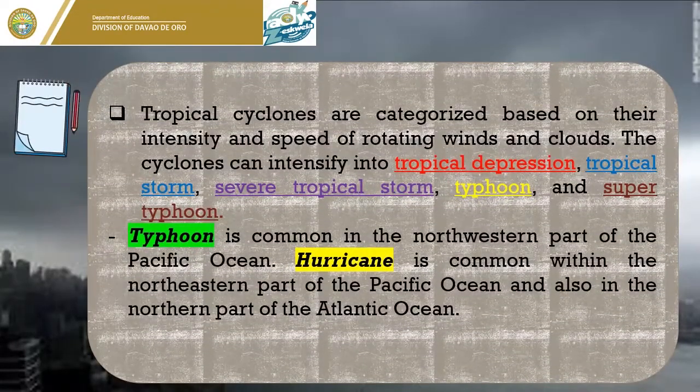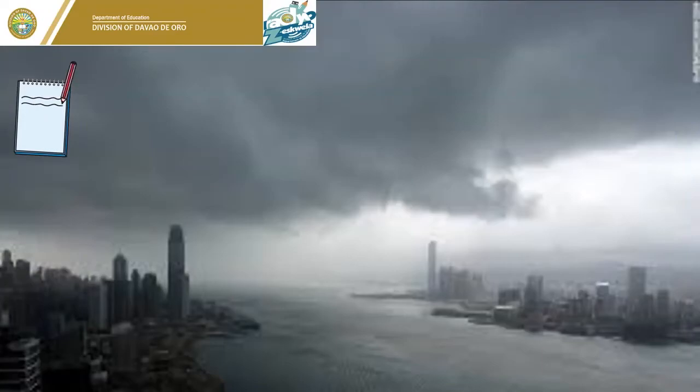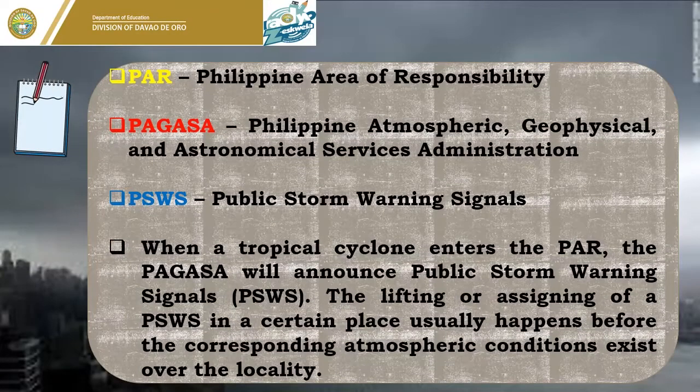Tropical cyclones are categorized based on their intensity and speed of rotating winds and clouds. The cyclones can intensify into tropical depression, tropical storm, severe tropical storm, typhoon, and super typhoon. Typhoon is common in the northwestern part of the Pacific Ocean, while a hurricane is common within the northeastern part of the Pacific Ocean and also in the northern part of the Atlantic Ocean. We also discussed some of the acronyms: PAR, which means Philippine Area of Responsibility, and PAGASA, Philippine Atmospheric, Geophysical and Astronomical Services Administration.